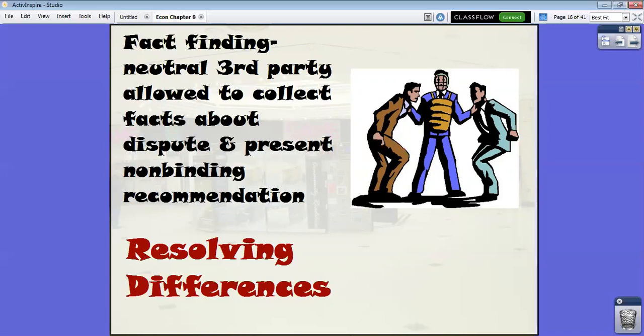So fact-finding and mediation are more similar since they don't have to go along with whatever recommendation was given, as opposed to arbitration, where whatever decision is made by that third party, it is binding for both sides.